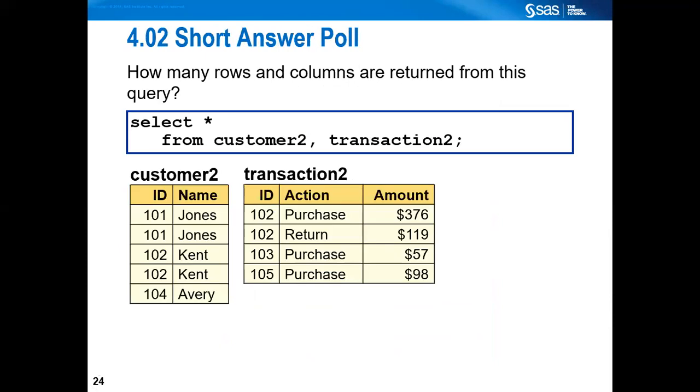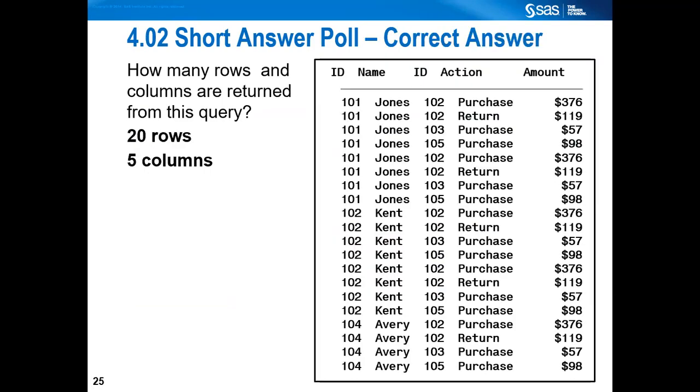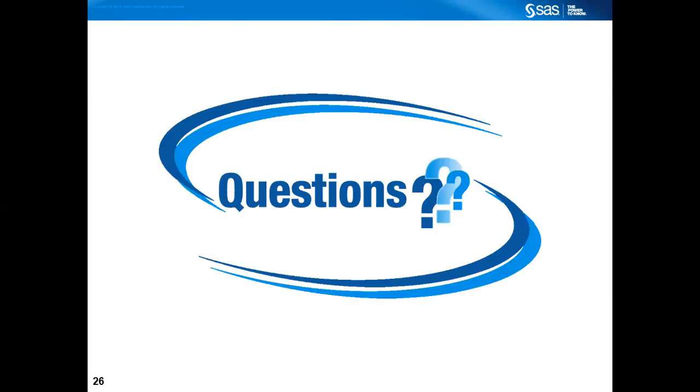Okay, answer this question now. How many rows and columns are returned from this query? Now, customer 2, how many rows do you see? 5 rows. Transaction 2, you have 4 rows. So what will be the result if you simply use this query? 20. Right, so this is what you see in the output. You have to multiply. It gets multiplied. We are not doing it, SAS or SQL is doing it. Hence, to avoid this, we are going to restrict the rows generating a Cartesian product with a joining criteria. So that's just an introduction to SQL joins.